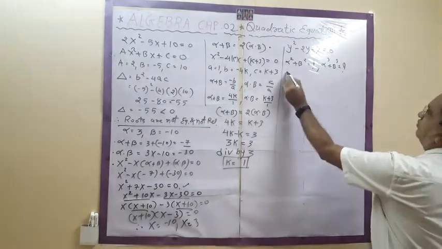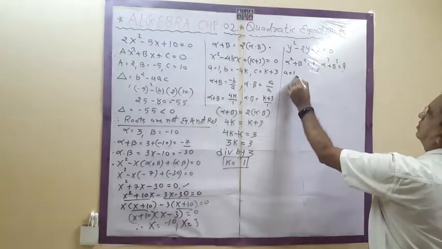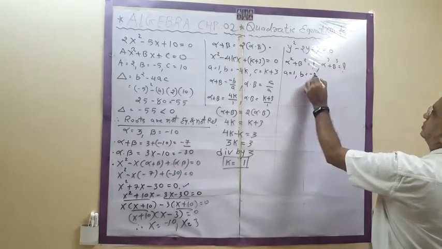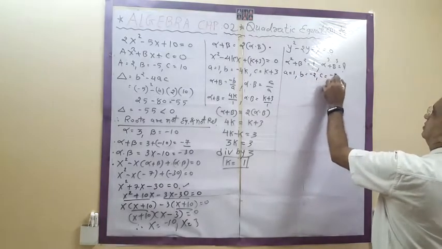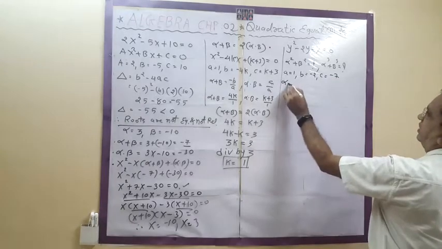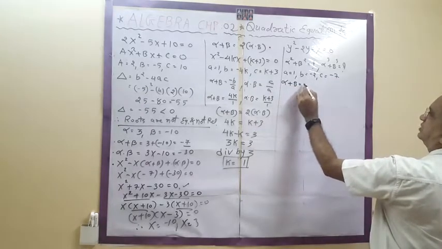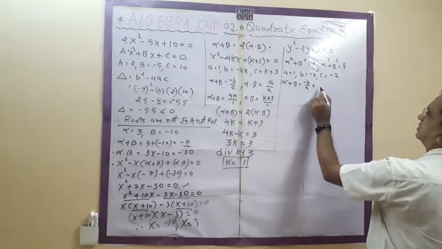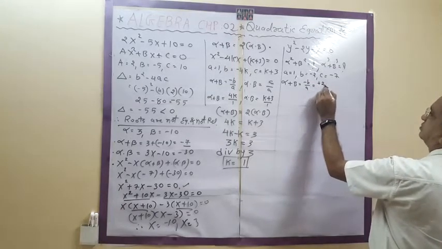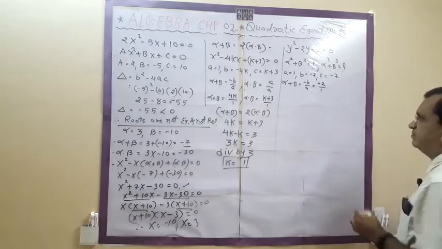Now from this, find out first a, b, c. What is a? 1. What is b? Minus 2. What is c? Minus 7. Then always find out alpha plus beta. What is that? Minus b by a. So that is minus, minus, plus 2 by 1.